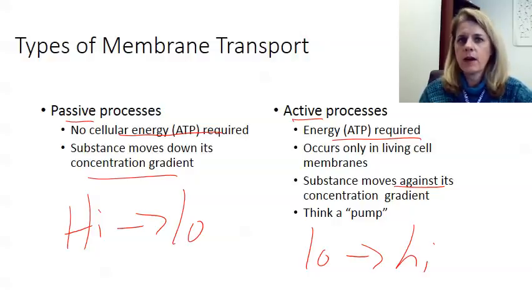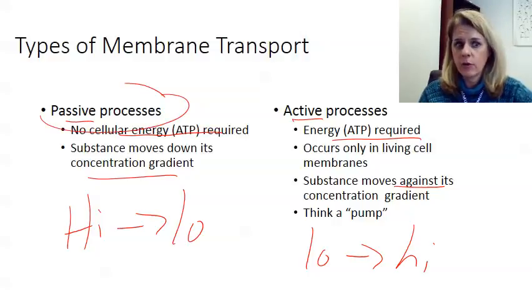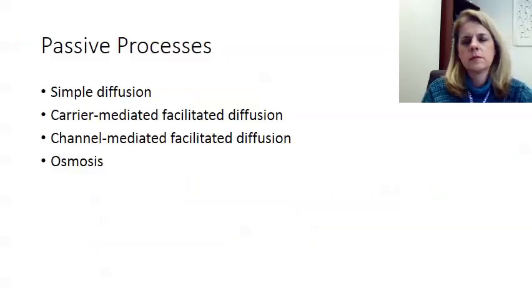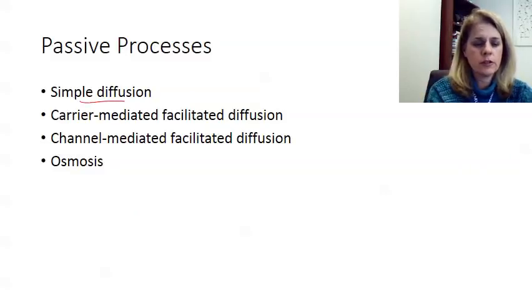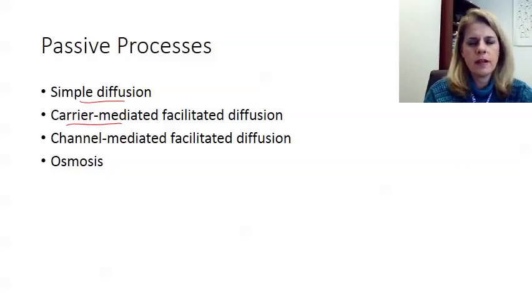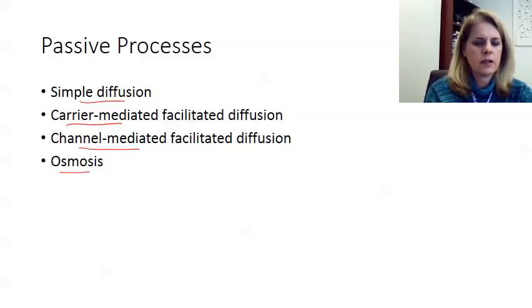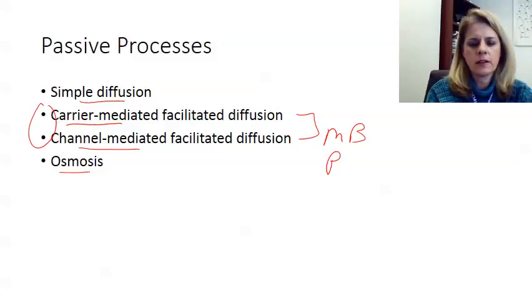So let's talk about some passive processes, and then we'll go and talk about some active processes. Some examples of your passive processes are simple diffusion, and I'm going to give you examples of what these look like and how they work. Carrier-mediated facilitated diffusion, channel-mediated facilitated diffusion, and osmosis. Now what these two are telling you, when it says facilitated, that means there's some kind of a membrane protein involved, like a channel.